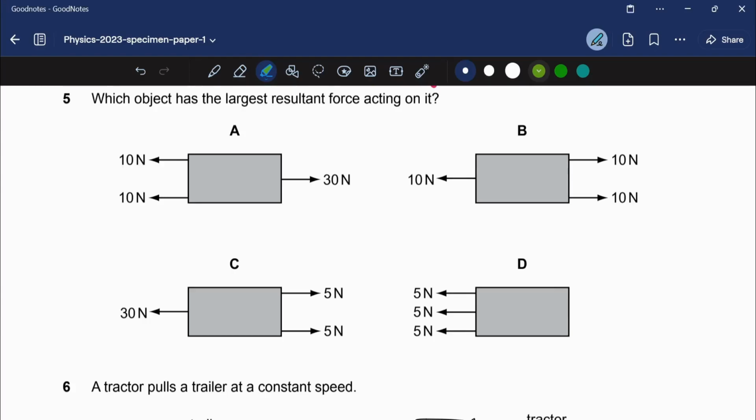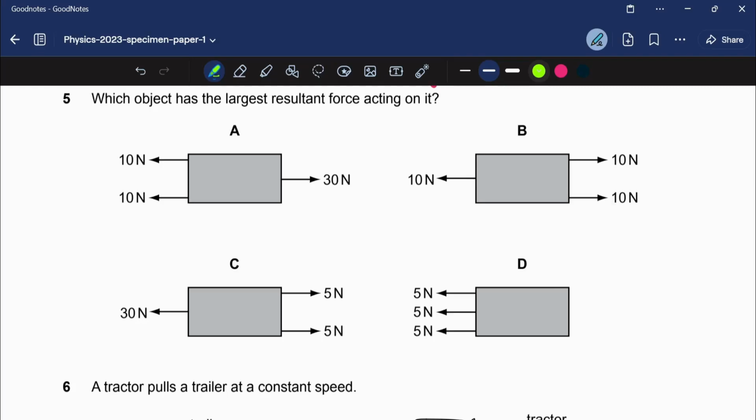Which object has the largest resultant force acting on it? Okay, so in this question, we need to figure out which object has the largest resultant force. The resultant force is the result of many forces. As you can see, there are in total 3 forces acting on each block. So on each block, what is the resultant force?